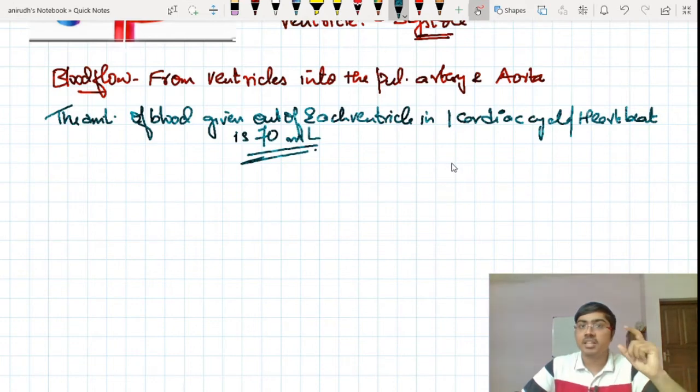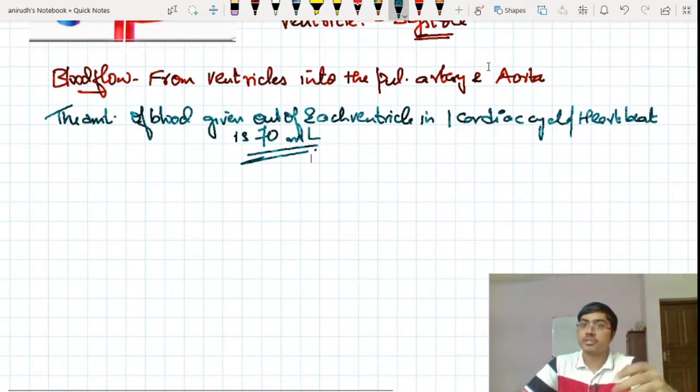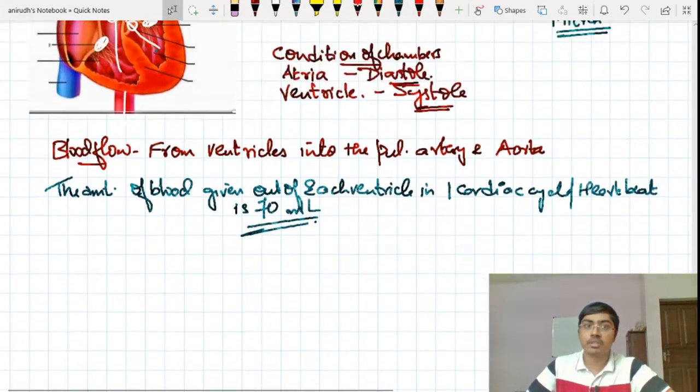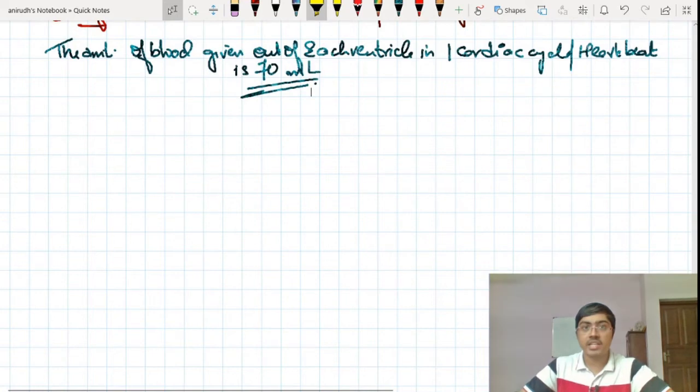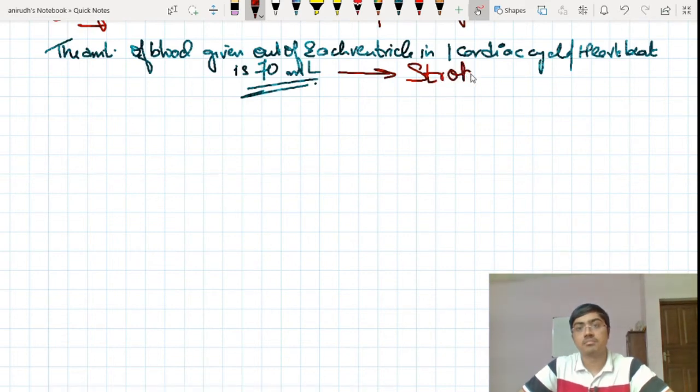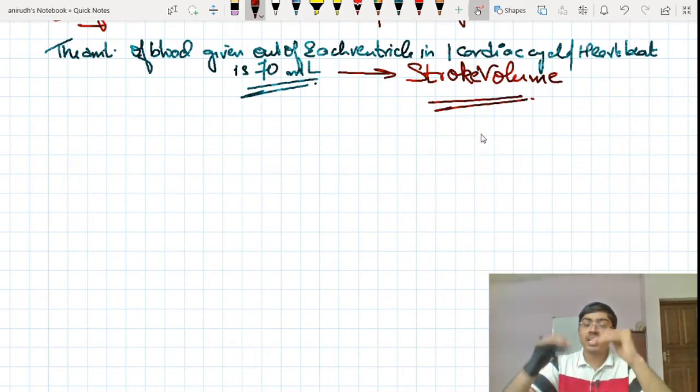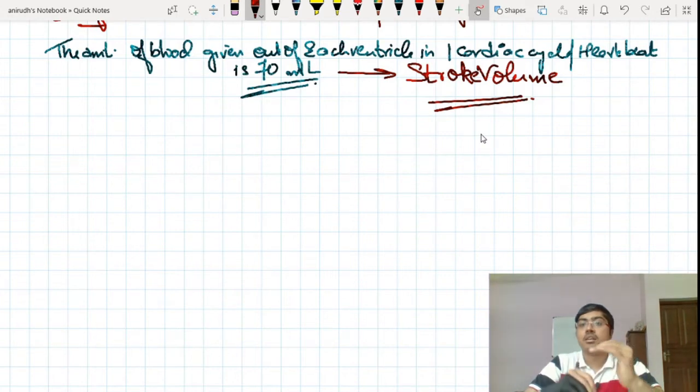Okay, so 70 ml of blood from the right ventricle will go into the pulmonary artery. 70 ml of blood from the left ventricle will go into the aorta as per our textbook. So this is very clearly given in our textbook. Okay, and this amount of blood that is going from the ventricle in one heartbeat is what you call stroke volume. Okay, this is a very important point, right? So the amount of blood given by each ventricle in one cardiac cycle or in one heartbeat is called stroke volume.